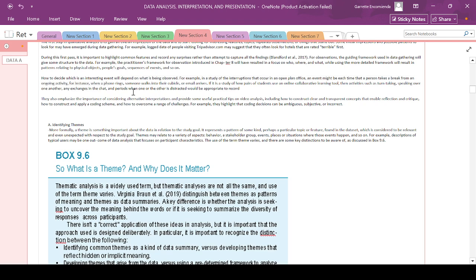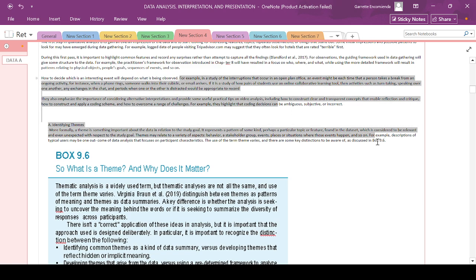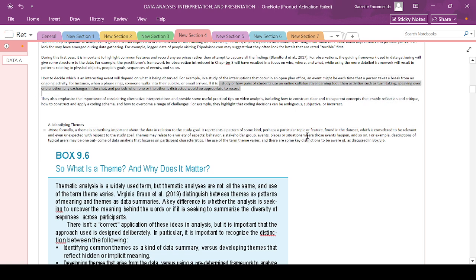So mostly to decide what is interesting depends on what is being observed. So remember, take note, observation is the most useful here for quantitative data, because again we're trying to go wide, and qualitative provides us more conversational data, which, as we know, is more complex because it's a lot of data. And also it depends on different use cases or study goals.